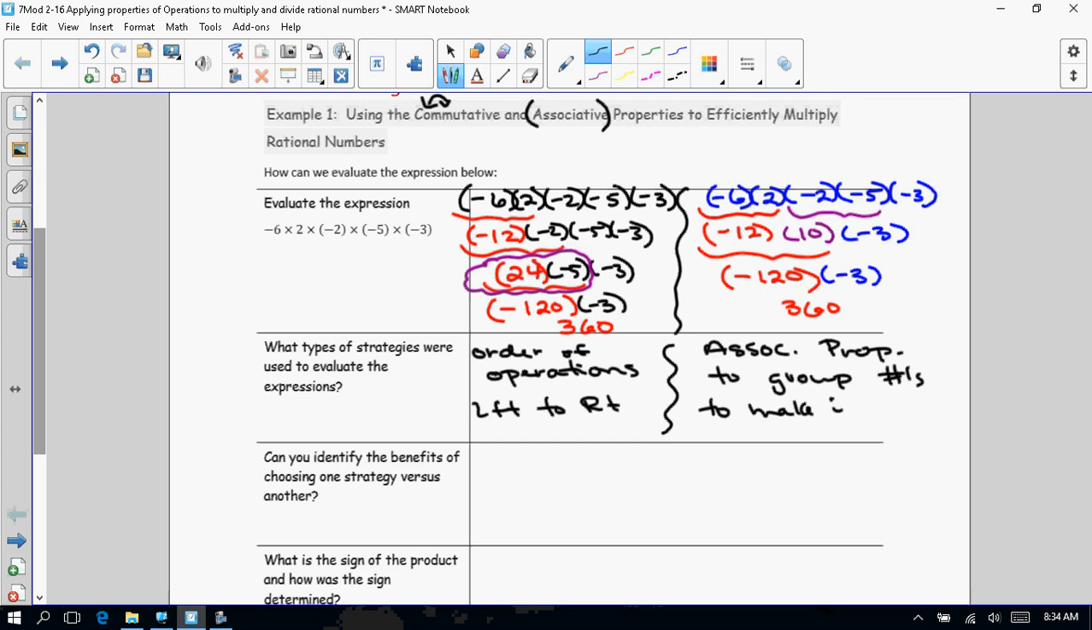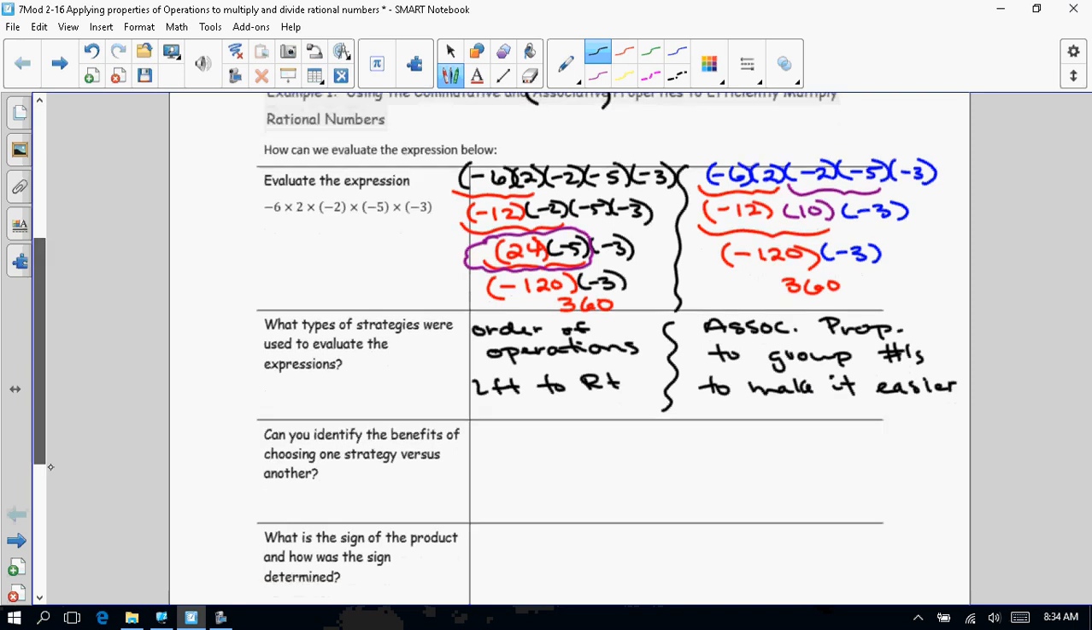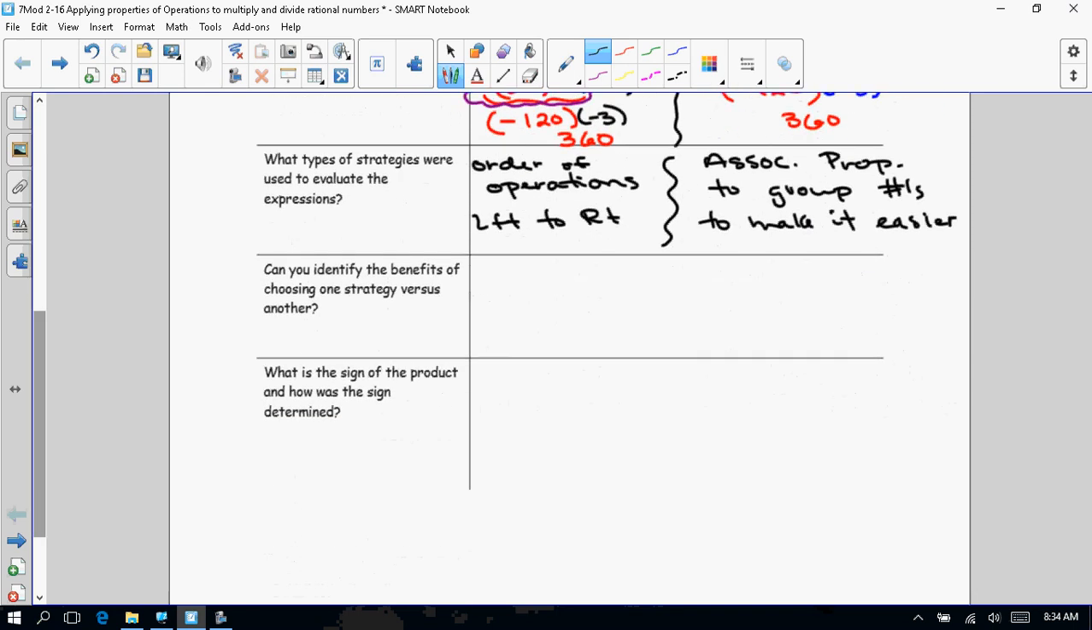Right? I do find multiplying 12 times 10 a lot easier than 24 times 5. Okay, so what was the benefit? Definitely certain combinations of numbers make multiplying easier, right? So look for combinations to make multiplying easier.